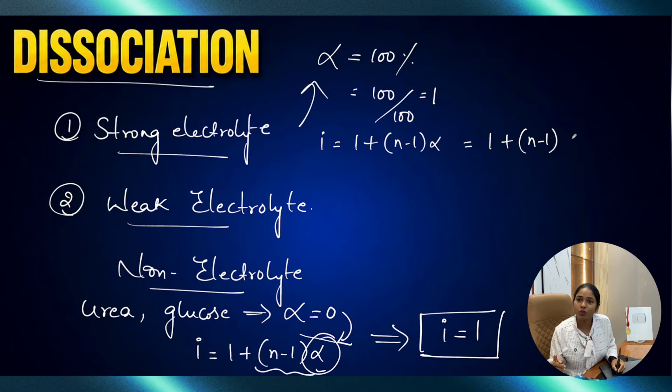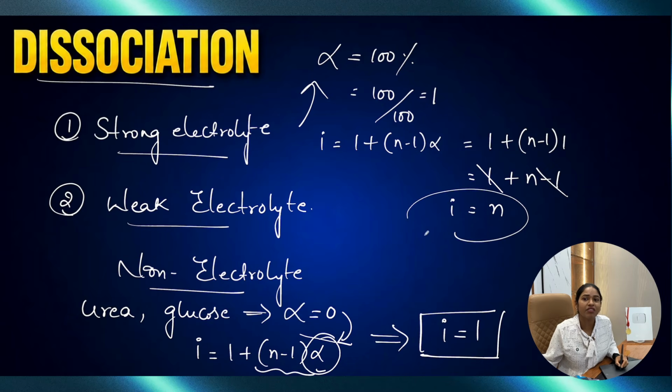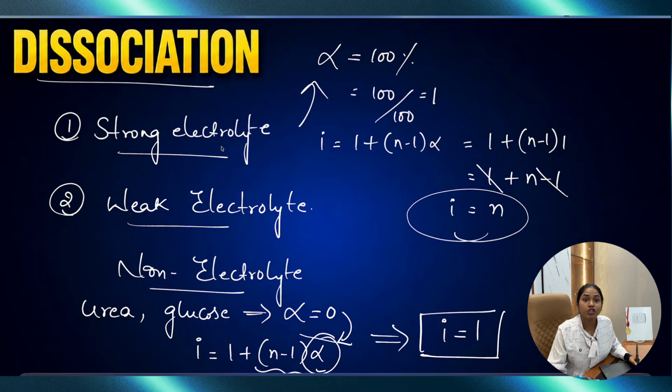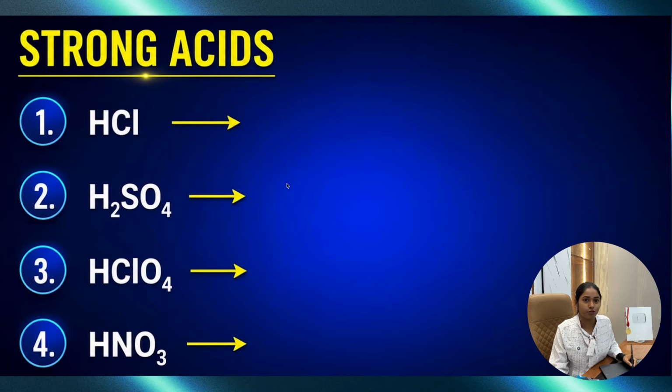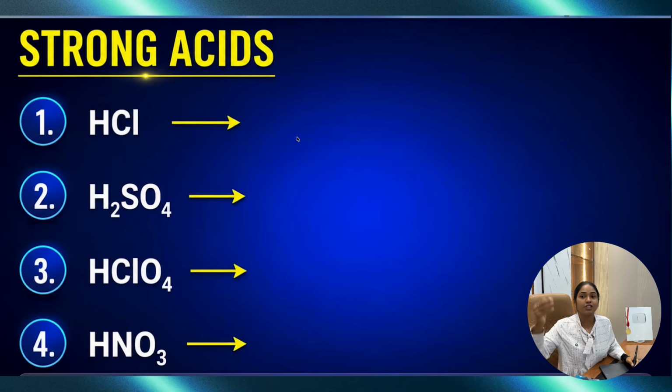Just multiply with 1. Then what will you get? 1 plus n minus 1. Minus 1 and plus 1 will cancel. We get only n. This is the i value. Very simple. Correct? So, for strong electrolytes, directly the number of particles will give the i value. Strong electrolytes can be strong acids, strong bases. You can take salts also.